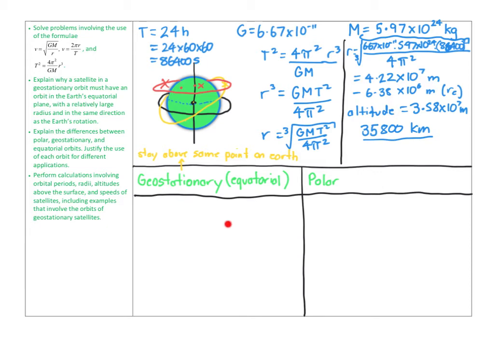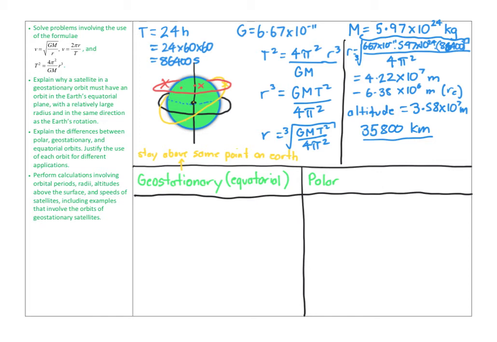It also leads into the next part, which is: explain the difference between polar, geostationary and equatorial orbits, and justify the use of each orbit for different applications. So geostationary: orbit around the equator, same period as the Earth. We've just talked about that.